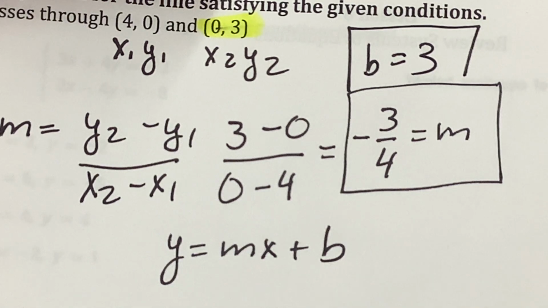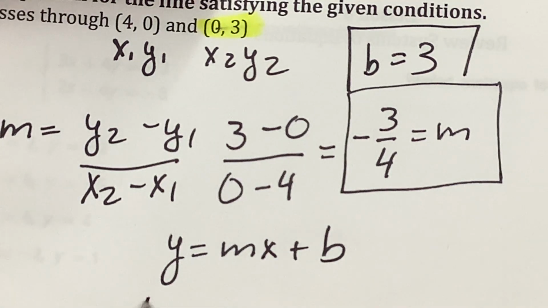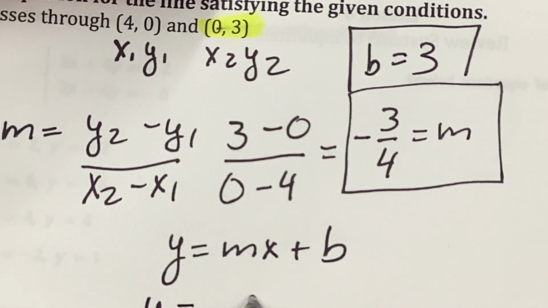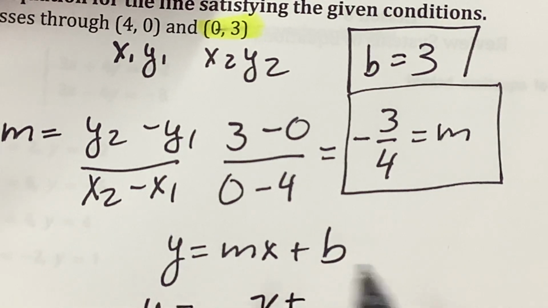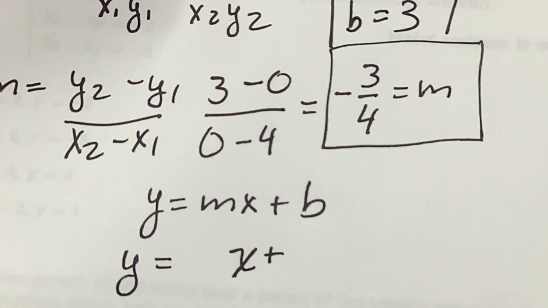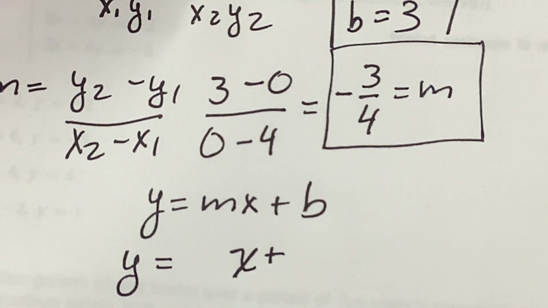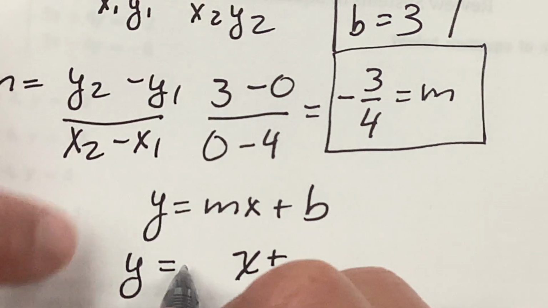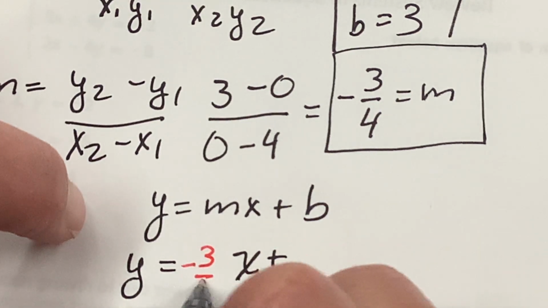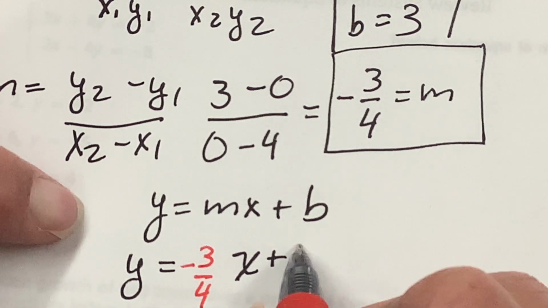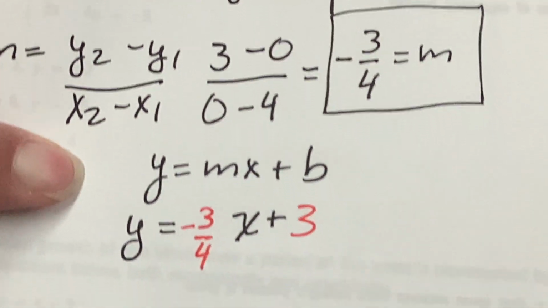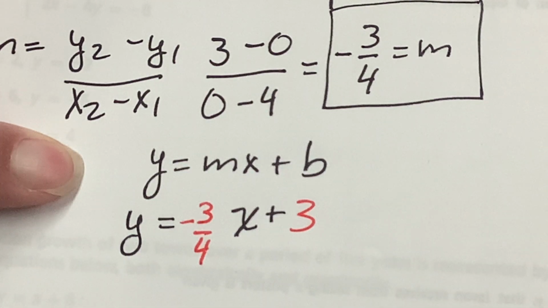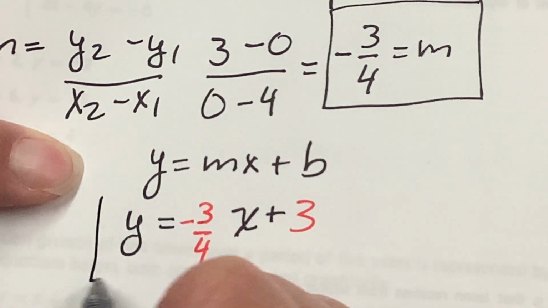Now, I can rewrite it. I'm going to keep the y and keep the equals and keep the x and keep the plus, and I'm going to replace the slope m, negative 3/4, and the b, 3. And that's my equation. Y equals negative 3/4 x plus 3.